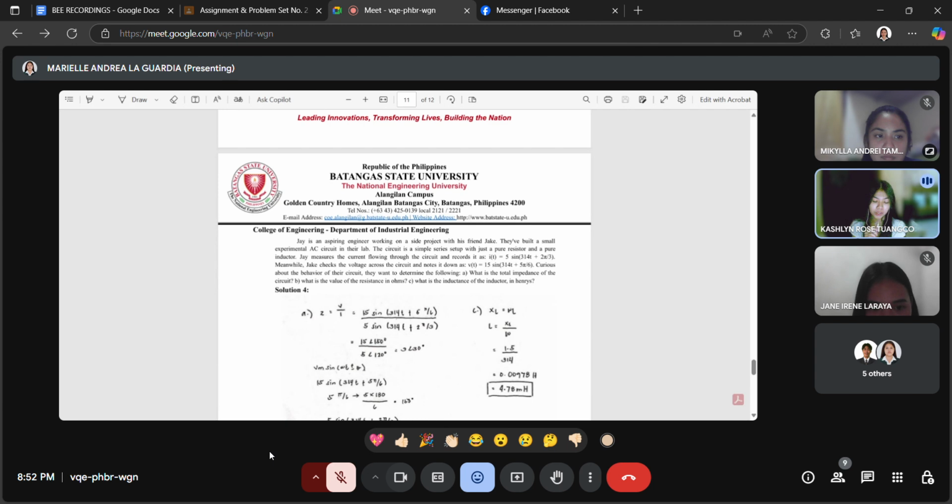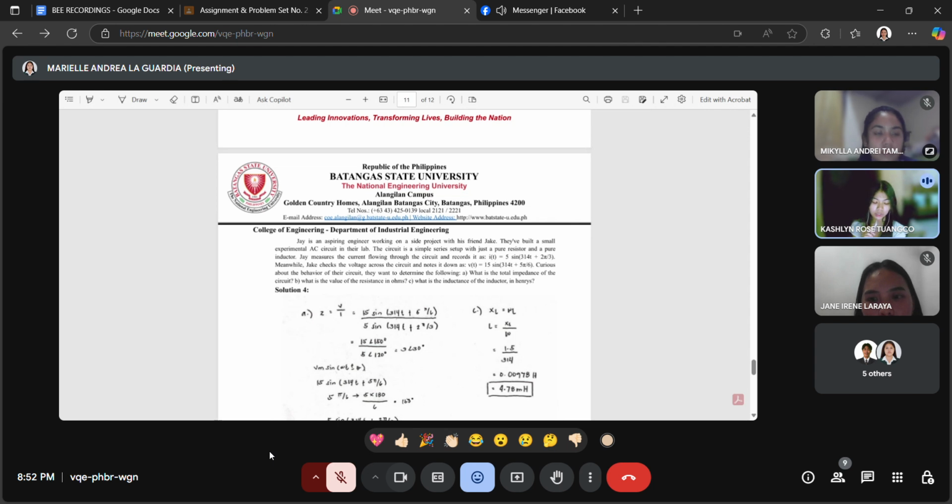Lastly is problem number 4 for hard. Jay is an aspiring engineer working on a side project with his friend. They have built a small experimental AC circuit in their lab. The circuit is a simple series setup with just a pure resistor and a pure inductor. Jay measures the current flowing through the circuit and records it as i(t) equals 5 pi over 6. Curious about the behavior of their circuit, they want to determine the following.